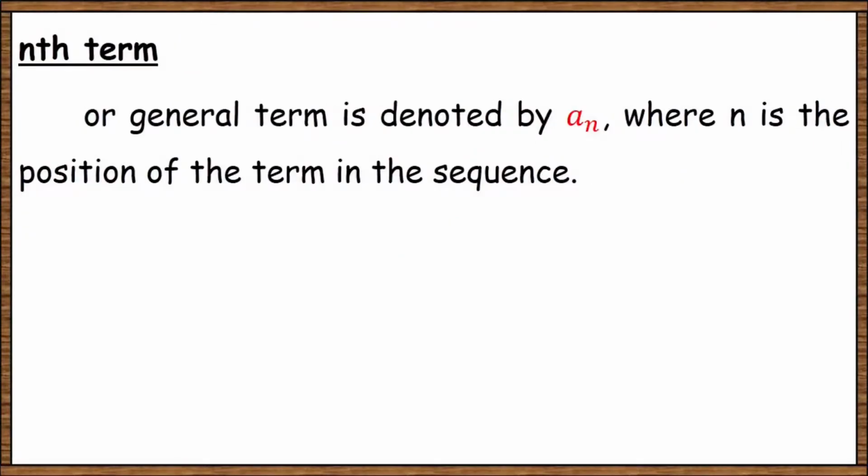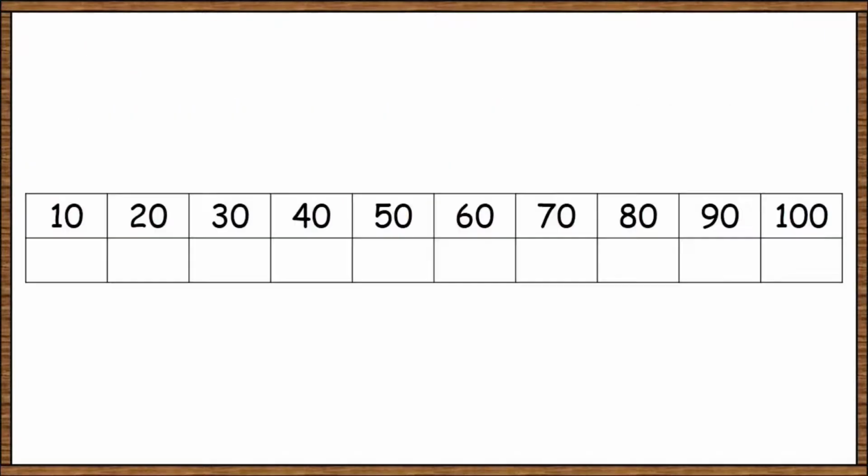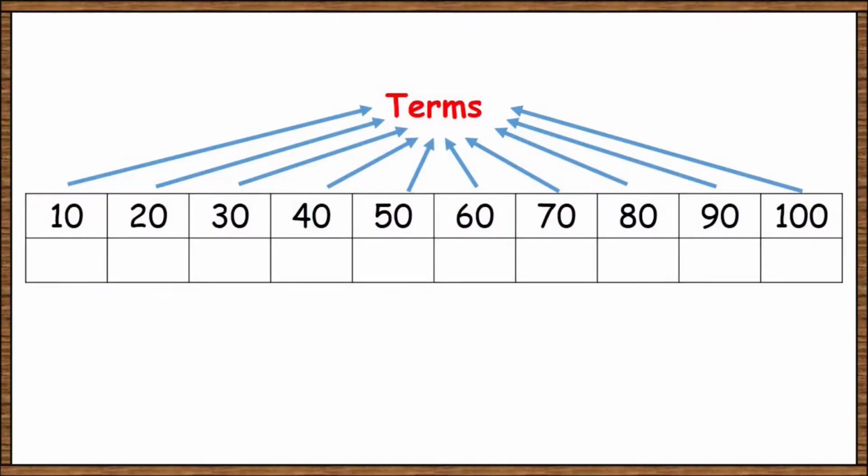Nth term, or general term, is denoted by a sub n, where n is the position of the term in the sequence. Ginagamit ito para matukoy kung pangilan ang isang term sa sequence. Nakikita natin ang isang halimbawa ng sequence. Kapag nabago ang order ng mga terms, magiging ibang sequence na ito. Lahat ng members ng sequence ay tinatawag na terms.